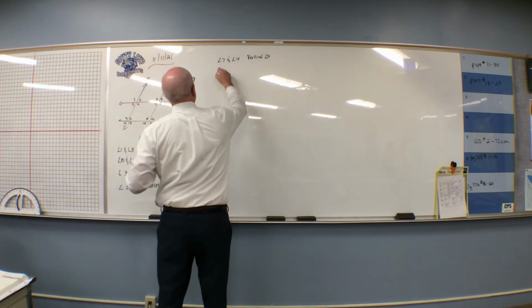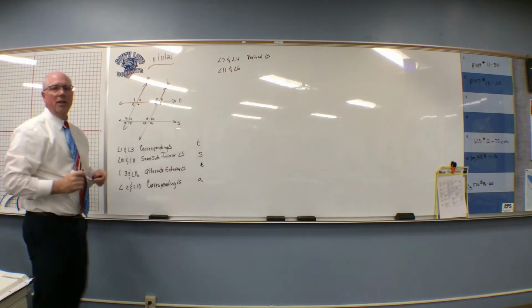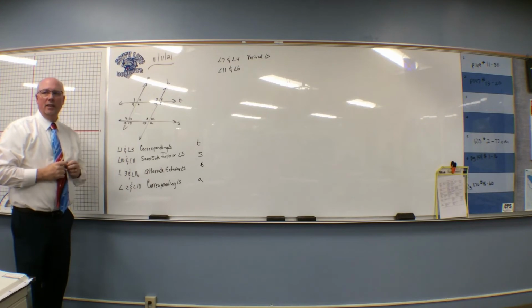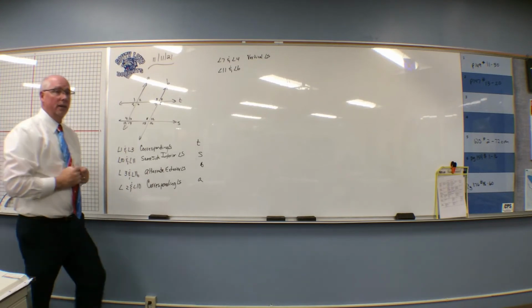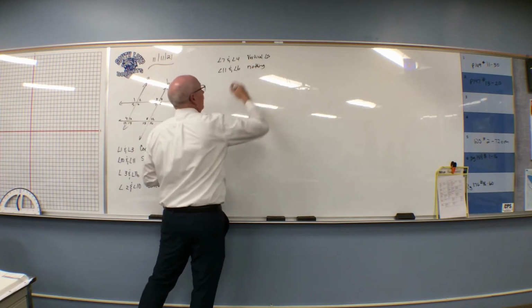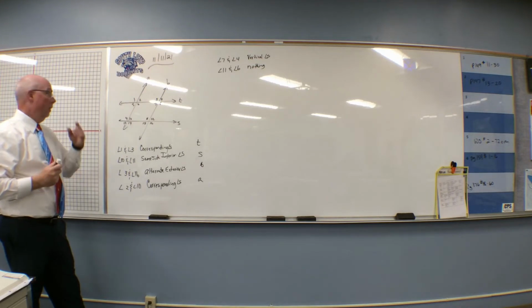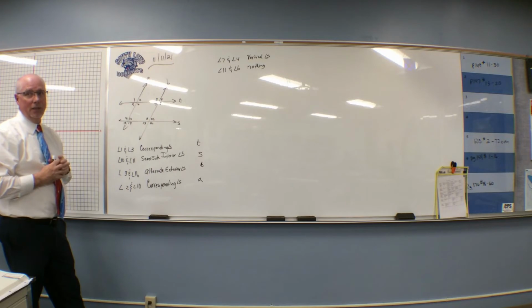Now the author might do something like this too. He might go angle 11 and angle 6. Are they anything? No. They're not anything. So, nothing. If the author marked all 4 lines as parallel, could we say those two angles were congruent? 11 and 6, yes.